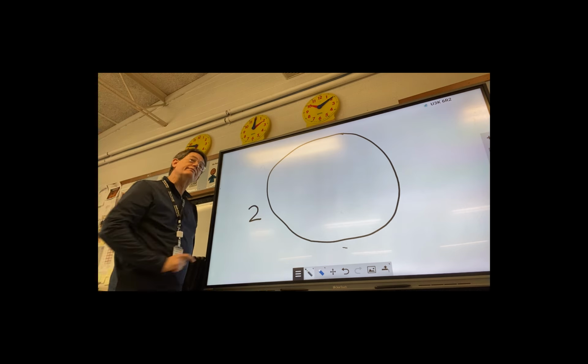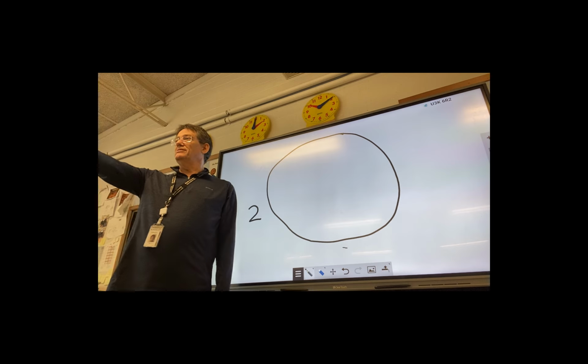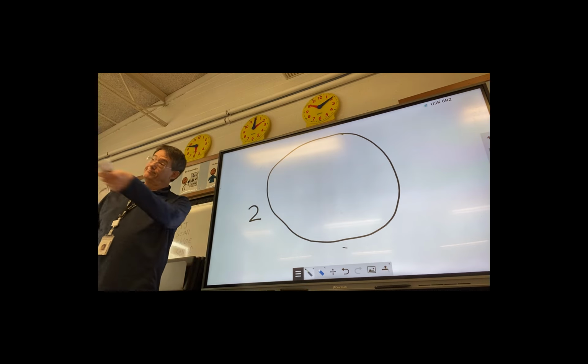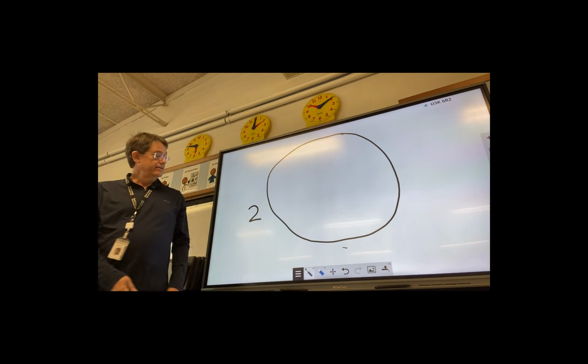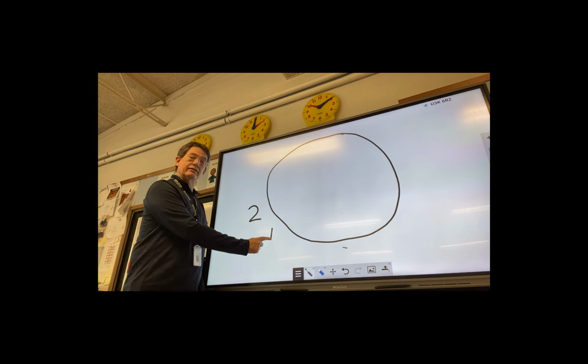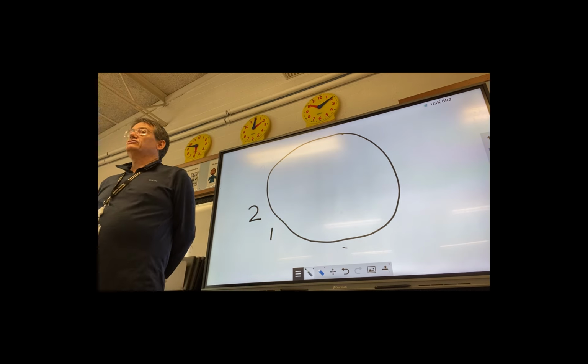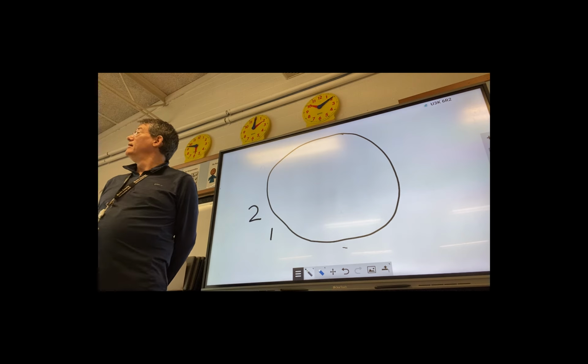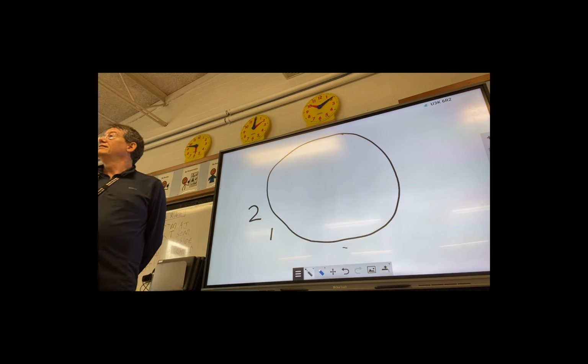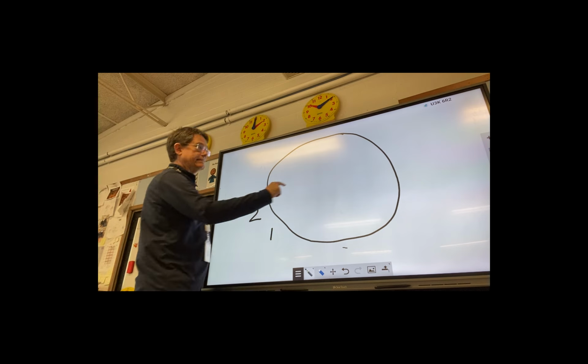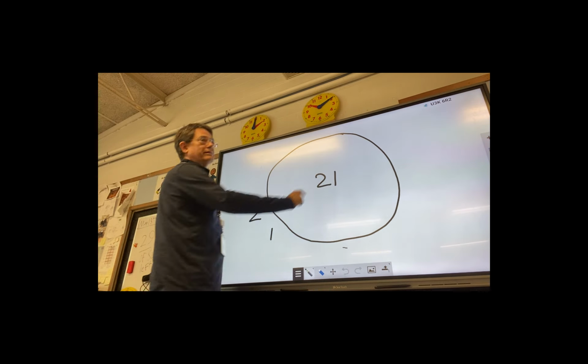2 is not in the circle. Sean, what's your number? Got to start somewhere. 1. 1 is not in the circle. Bix, Chloe, Joshua, AJ. Yes, Bix? Yes, 21 is in the circle.